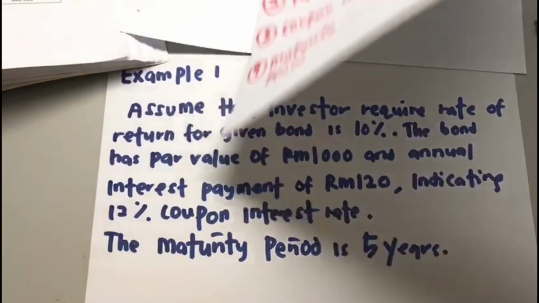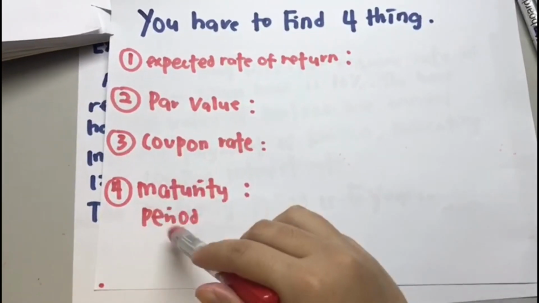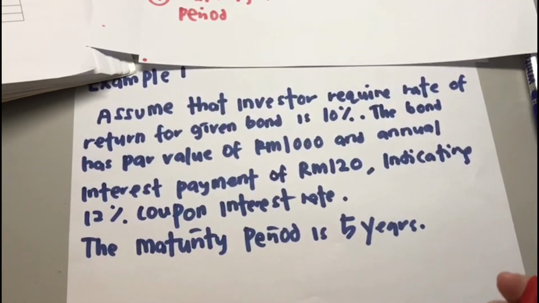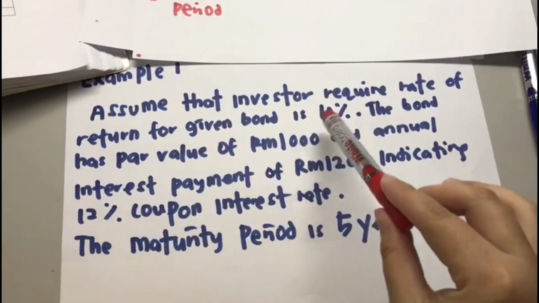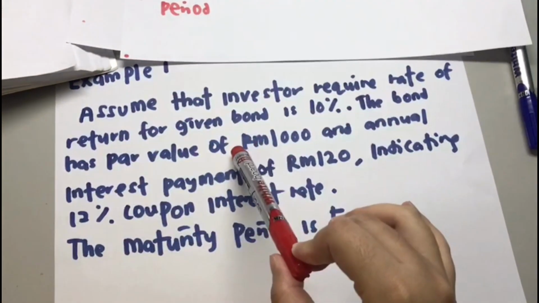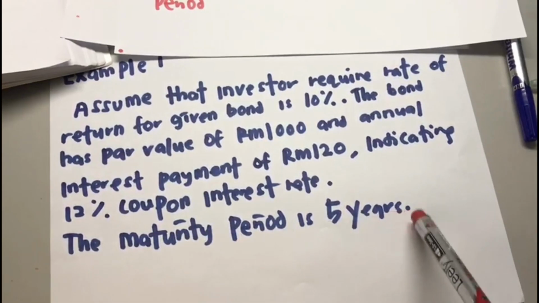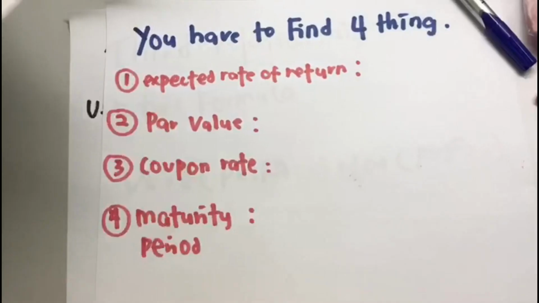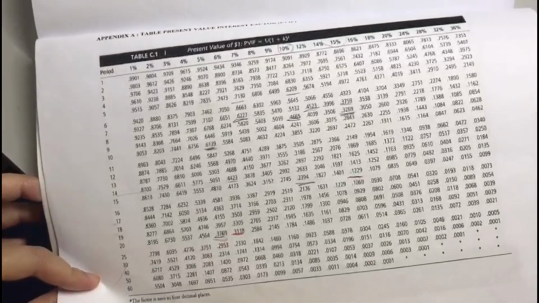Okay, this is the question. Before that, we have to find the required rate of return, par value, coupon rate, and maturity period. Assume that the investor's required rate of return is 10%. The bond has a par value of 1000 and an annual interest payment of 120, indicating a 12% coupon rate, and the maturity period is 5 years. Then we have to write down, and we need the PVIFA table and also the PVIF table.